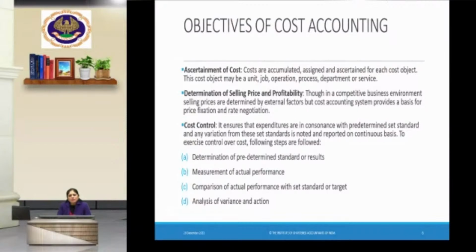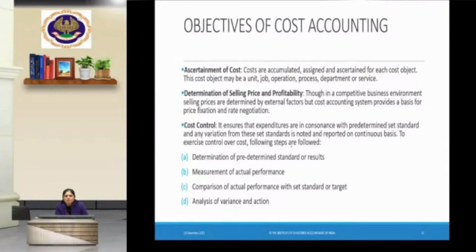So when the actual material cost goes beyond 5,000, why is there a deviation, why is there a variation? So something has to be worked out to bring down the material cost below 5,000, or it should not be more than 5,000. This is just an example I'm giving. So cost control is basically that the expenditure should be vis-a-vis the predetermined standards which have been set for that particular type of cost. All right.